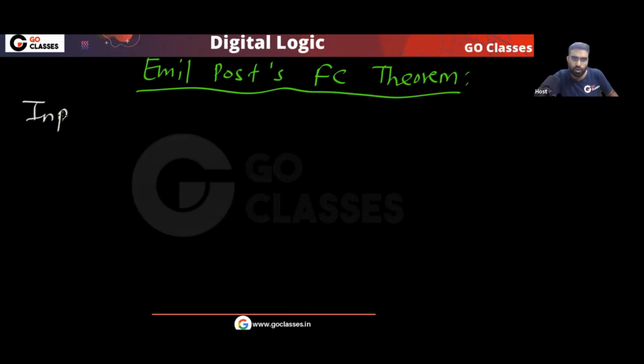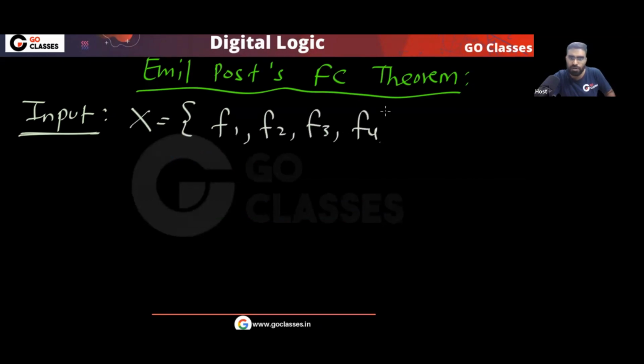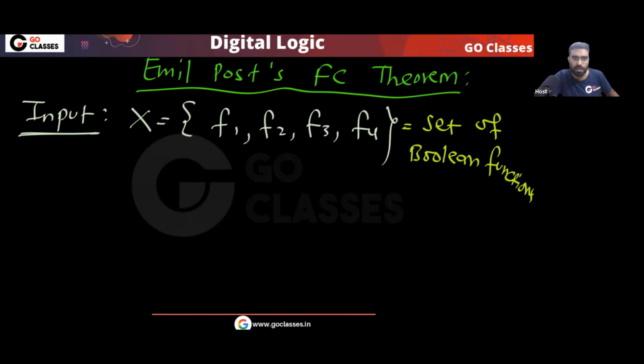First of all, what is the input of this theorem? What will they give you? In the question, they will give you a set of Boolean functions, F1, F2, F3, F4, something like this. So the input is basically a set of Boolean functions. Now, what is the question? Which question do we want to answer?